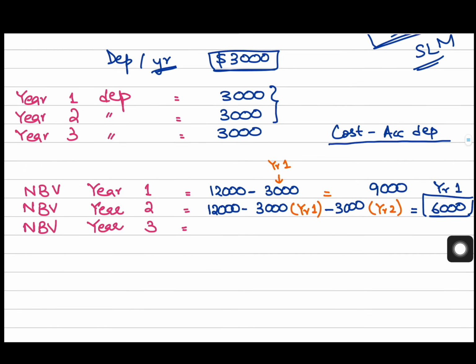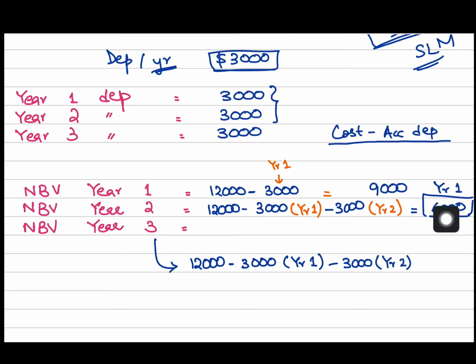Now let's do year 3. How will we do it for year 3? First of all, cost less 3,000 for year 1, then again less 3,000 for year 2, and then again less 3,000 for year 3, right? That is why it is called accumulated. You are accumulating depreciation from the date of its purchase till the current year, right?